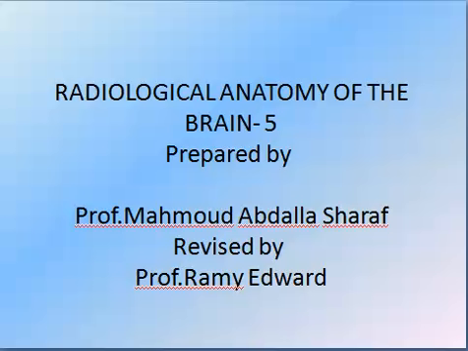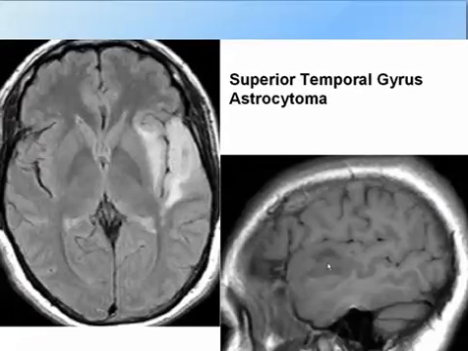Here we have a test for what we have been taught before, the superior temporal gyrus. We now know that this temporal lobe is divided into superior, middle, and inferior temporal gyri. Here the lesion is lying at the superior temporal gyrus, just below the sylvian fissure.